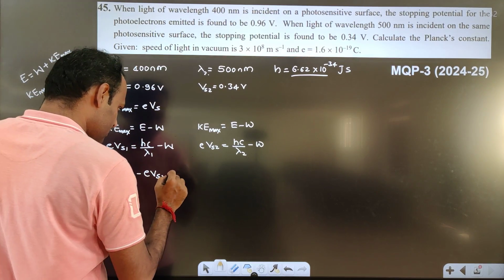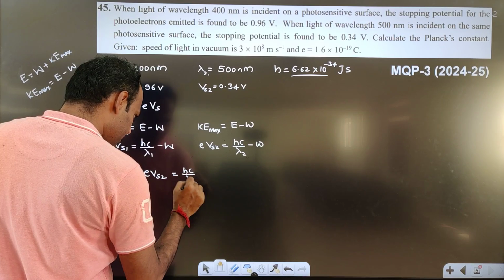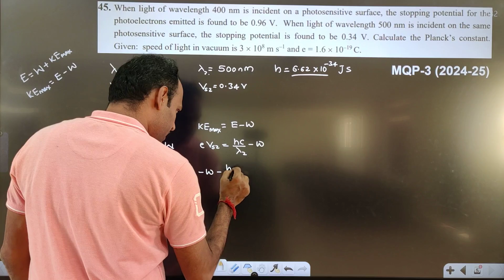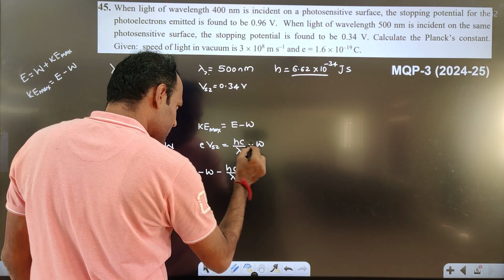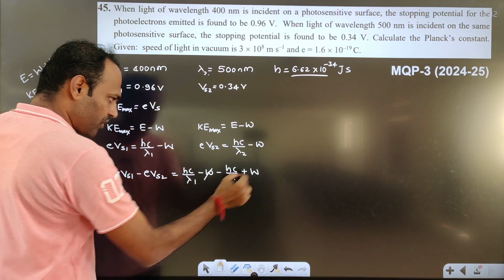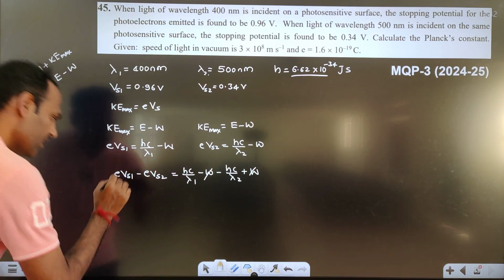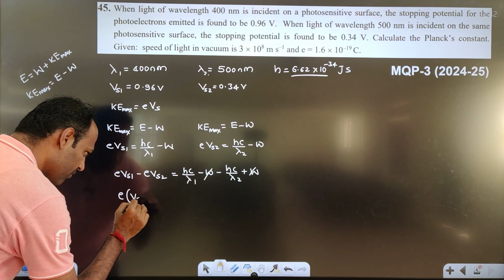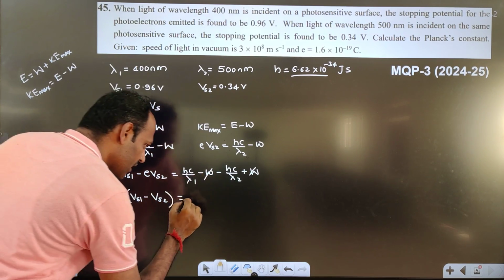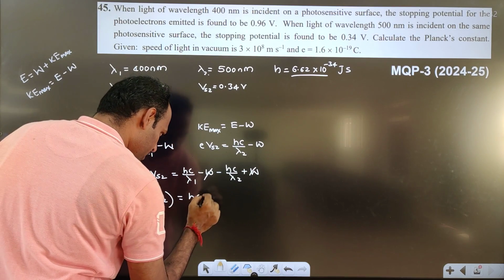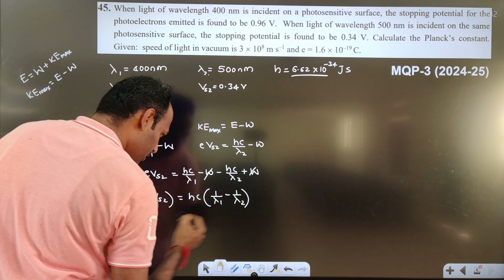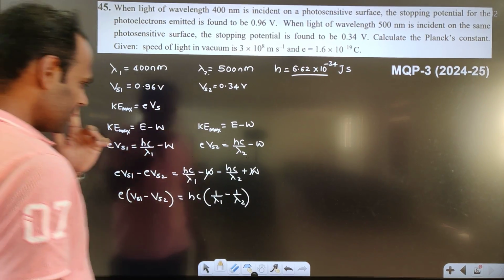LHS, RHS subtract maadkori. hc divided by lambda 1 minus W minus hc divided by lambda 2 minus into minus plus work function, right? So minus work function plus work function will get cancelled. Here I will get E into the bracket Vs1 minus Vs2 equal to, here if I take hc common in the bracket, I will get 1 by lambda 1 minus 1 by lambda 2. Okay, now let us simplify this.